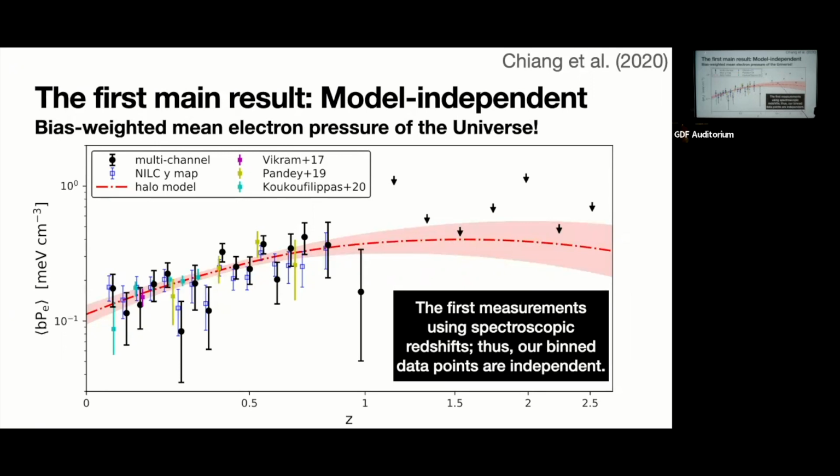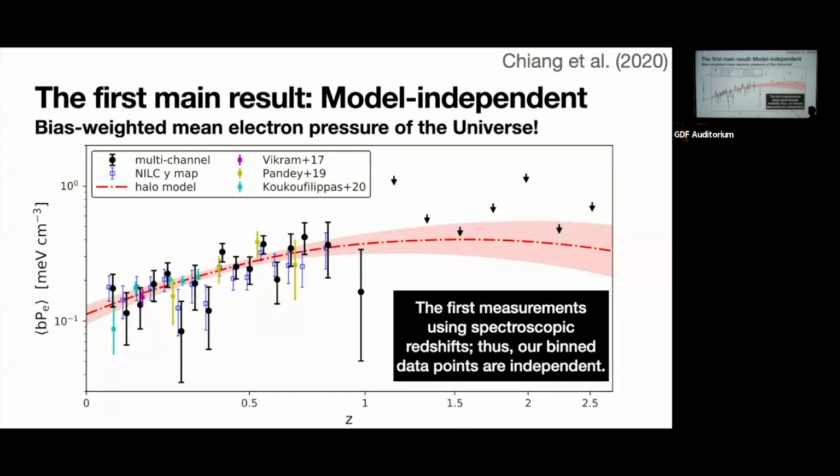These are upper bounds because of the cosmic infrared background contamination. We don't trust these measurements. But it's actually very interesting to extend this to higher redshift to really see what's going on here, because our understanding of pressure evolution seems not converged yet in this region.